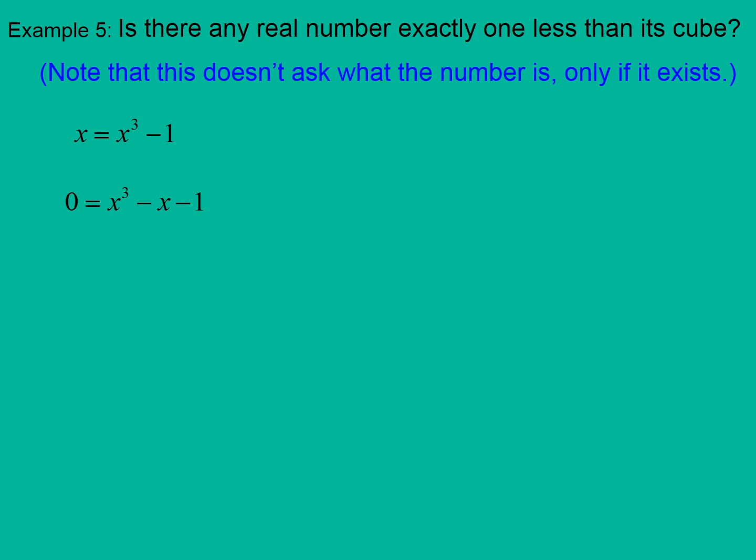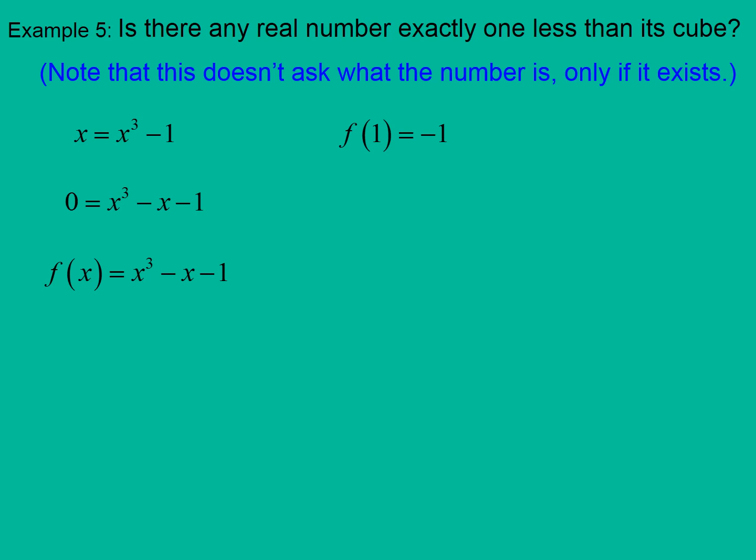Now, if we subtracted x from both sides, we'd get x cubed minus x minus 1 equals 0. So if we can show this graph crosses the x-axis, which means it equals 0, then we've shown there is a number that's exactly 1 less than its cube. Now, let's use the intermediate value theorem to help us show this is true. We are working with a continuous function. X cubed minus x minus 1 is a polynomial, so it is continuous everywhere on its domain.